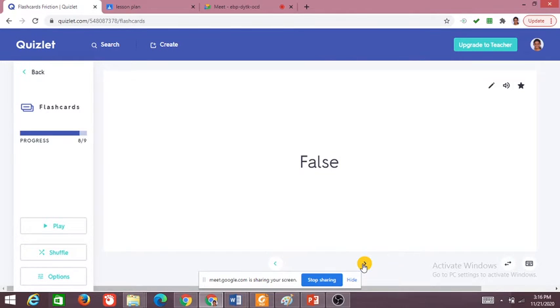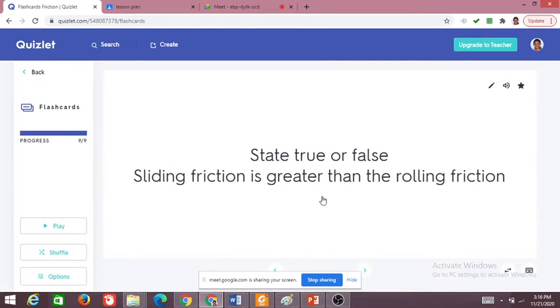Okay, and the next question. Okay, Krishna Kumar, read this question. State true or false. Sliding friction is greater than the rolling friction. Now, all of you answer through the chat box.